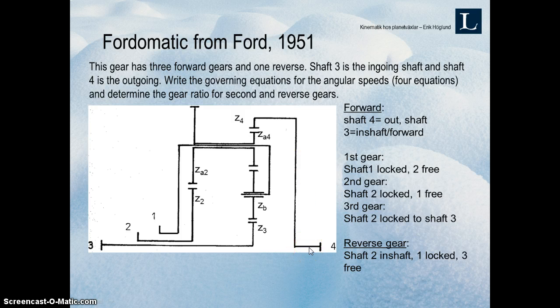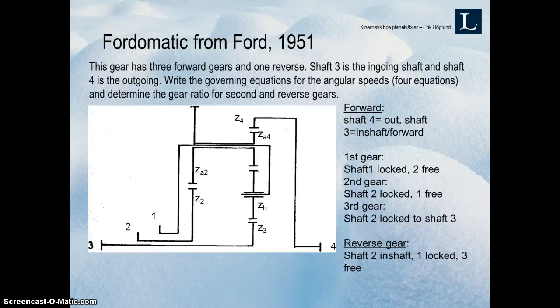you can have different output speeds on shaft 4. For example, the first gear, when you lock shaft 1 and you have shaft 2 free. Second gear, you lock shaft 2 and you have shaft 1 free. Third gear, you lock shaft 2 to shaft 3, which means that they can't rotate relative to each other. And then finally the reverse gear, you have shaft 2 as the input shaft, you lock shaft 1 and you let shaft 3 rotate freely. Then you have reverse output on shaft 4.